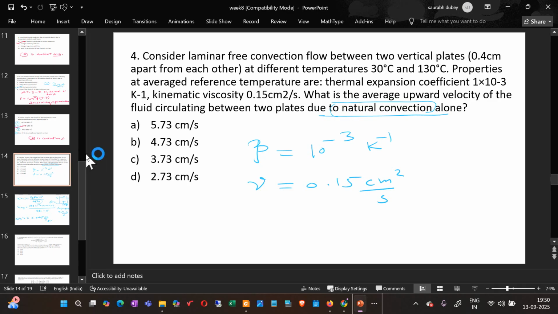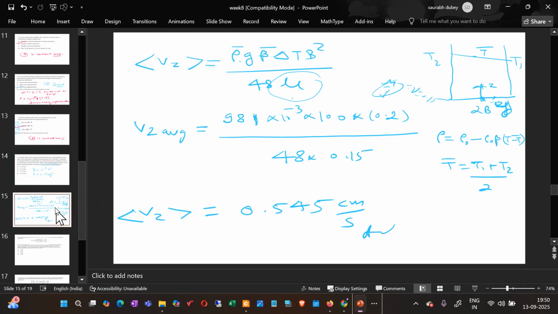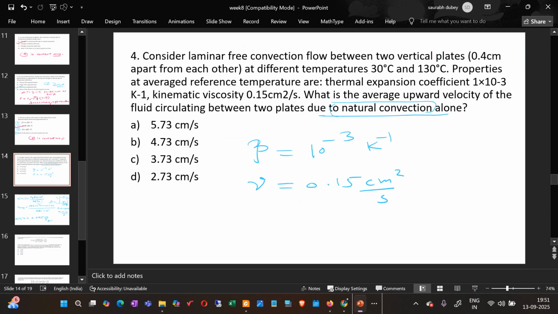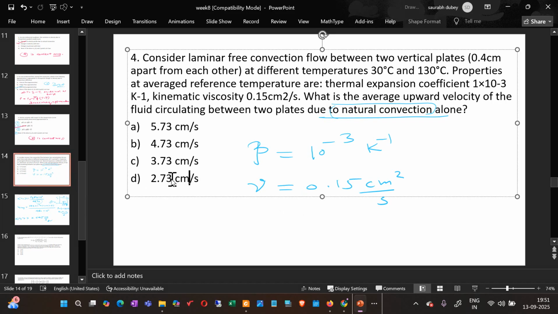0.545 is the answer. Okay, so this option is not there, but the answer is correct. So this option you have to modify. So suppose 0.545. This was the correction in the problem, I think.